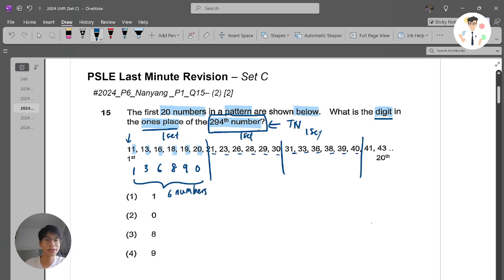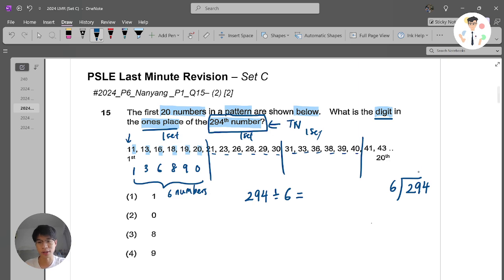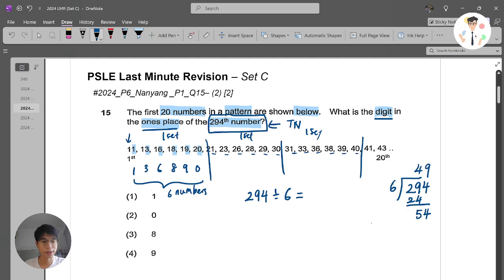So how do I find this? As you have learned, we will use 294, our targeted number, divided by the number we have in one set, which is 6 in this case. So 294 divided by 6. What times 6 is near to 29 but not more than 29? Probably 4, 24, and here is 54. And 9 times 6 is 54. You will notice that there is no remainder, it is exactly 49.